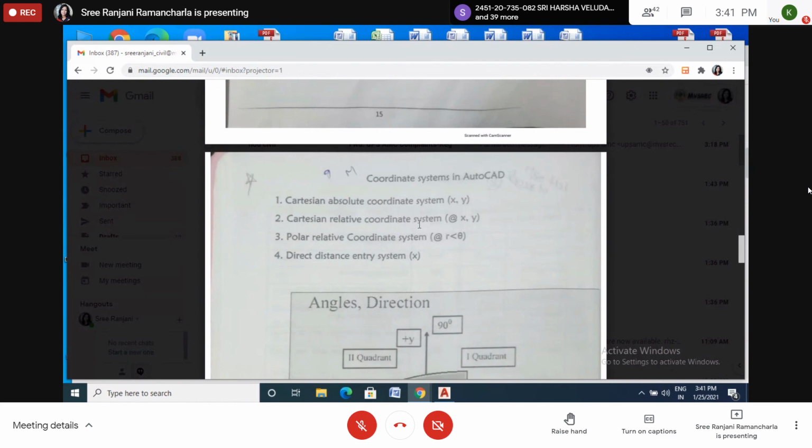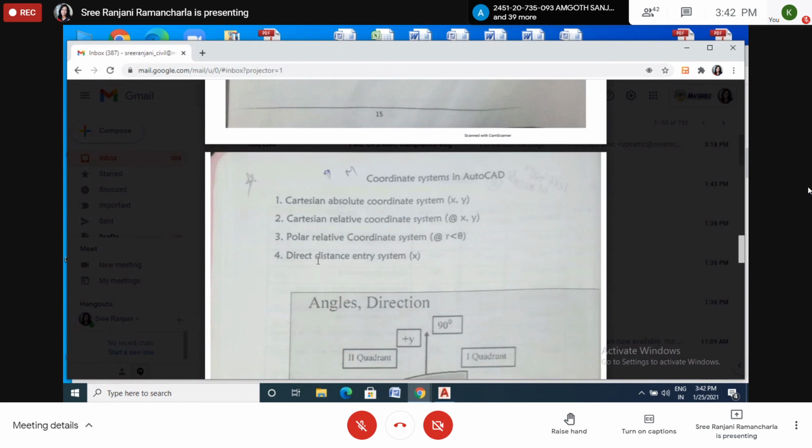And the Cartesian relative coordinate system. If you take @x, it means compared to the previous point, you have to take the x distance. If a point is already there, from there you have to take the length. Okay. Then y we'll be doing. Polar relative coordinate system. Like I did recently with polar, when you take the division method, I entered the radius less than the angle. That is the polar relative coordinate system, right?